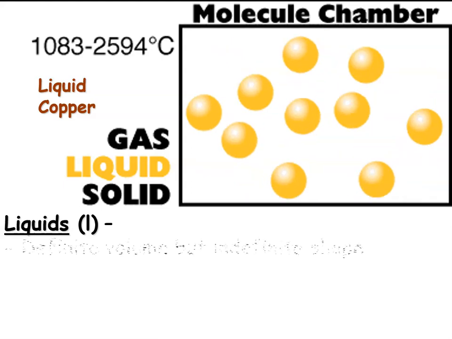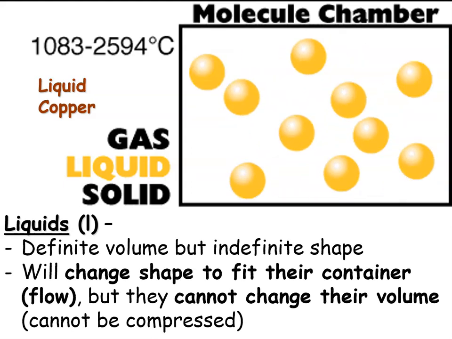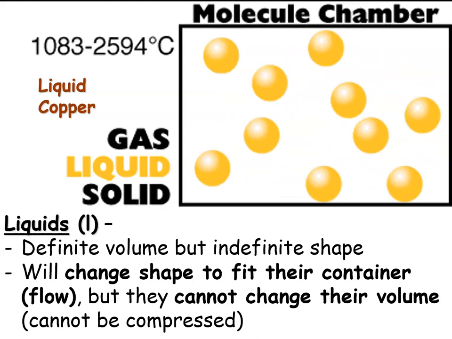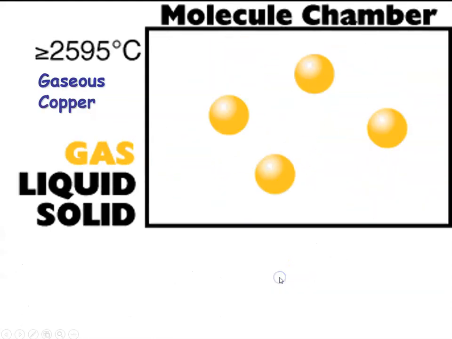Liquids are symbolized by an L. They have a definite volume, but an indefinite shape. What that means is they can change shape to fit their container or flow, but they can't change their volume or be compressed. So it's showing you here the particles are able to move in relation to one another, but they can't be squeezed into a smaller size.